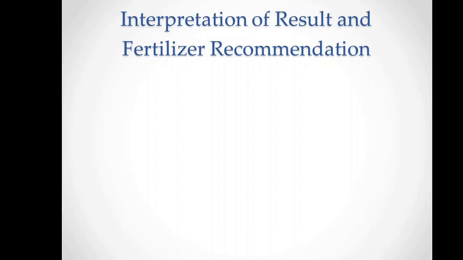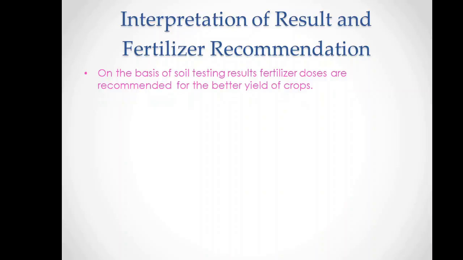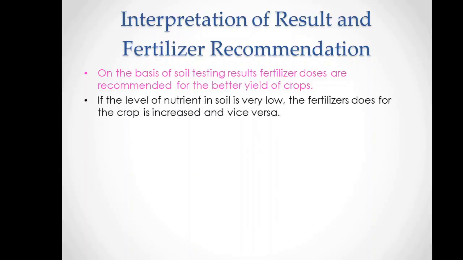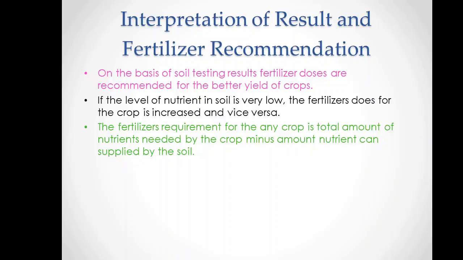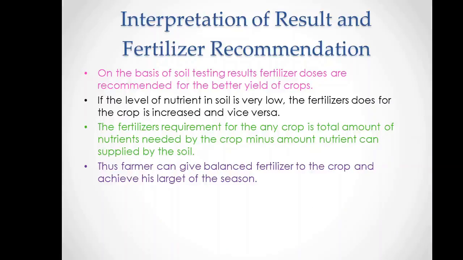Interpretation of result and fertilizer recommendation. On the basis of the soil testing result, fertilizers are recommended for better yield of crops. If the level of nutrients in the soil is very low, the fertilizer dose for the crop is higher, and vice versa. The fertilizer requirement for any crop is the total amount of nutrients needed by the crop minus the amount of nutrients that can be supplied by the soil. Thus, the farmer can use balanced fertilizer for the crop and achieve the targets of the season.